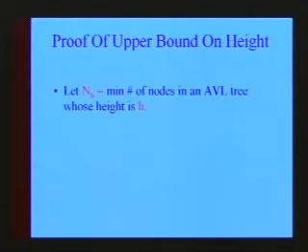Okay. All right. So as in the case of the Fibonacci heap analysis, we will say let n sub h be the minimum number of nodes in an AVL tree whose height is h. There, of course, we were looking at a Fibonacci heap whose degree was h. Okay. So instead of degree, we're now talking about height. All right, if the height of your tree is 0, well, then you have no nodes. Okay. So n sub 0 is 0. If the height is 1, then all you have is the root. So n sub 1 is 1.